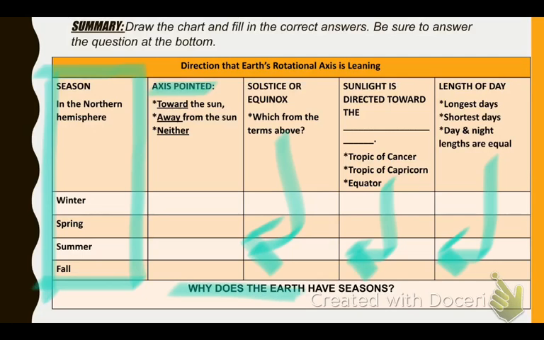And then at the end, you're going to answer this question. Why does the Earth have seasons? Or you can explain, how does the Earth have seasons?